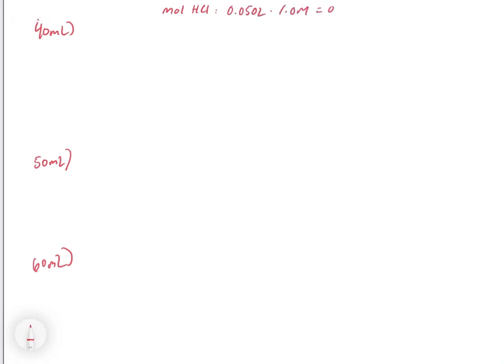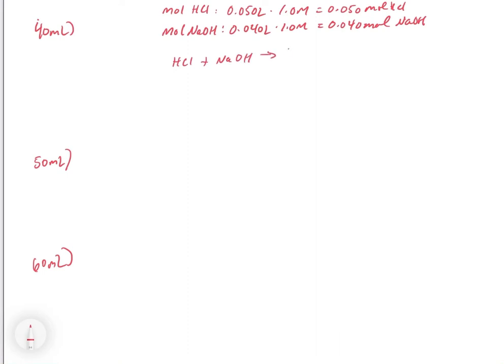So if we take our 0.050 liters times 1.0 molar, this gives us 0.050 moles of HCl. Now for each one of these examples, we'll figure out how many moles of the NaOH we've added. For moles of NaOH for 40, this is going to equal 0.040 liters times 1 molar, which is our concentration of NaOH. And so we're going to have 0.040 moles of NaOH added. So let's set up our reaction. HCl plus NaOH goes to H2O plus NaCl.